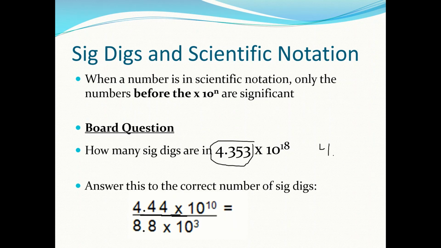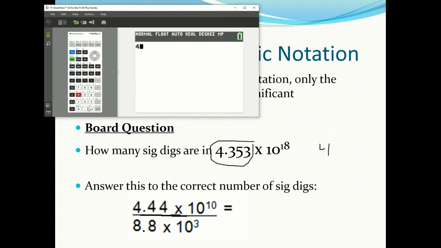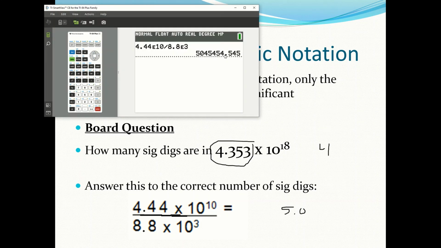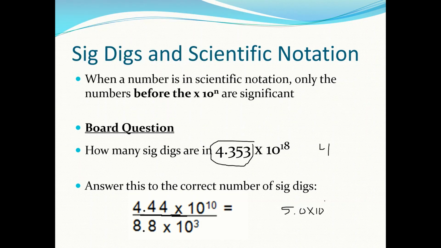Okay, and if I wanted to answer this to the correct number of Sig Digs, well, I can do that in my calculator. I can go 4.44 times 10 to the 10 divided by 8.8 times 10 to the 3. And I end up getting, this is my answer. So I'd want to answer to the right number of Sig Digs. So this has 3 and this has 2. So I'd only want 2 Sig Digs. So I'd want 5.0, but I'd want 5.0 times 10 to the 1, 2, 3, 4, 5, 6. So times 10 to the 6. Okay.